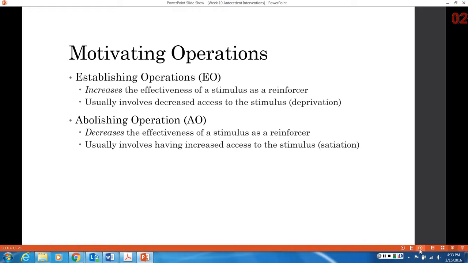Now you may remember that there are two types of motivating operations: establishing operations and abolishing operations. Establishing operations increase the effectiveness of a stimulus as a reinforcer and lead to the increase in behaviors that will result in that reinforcer. Abolishing operations decrease the effectiveness of a stimulus as a reinforcer and lead to the decrease in behaviors that will result in that reinforcer.